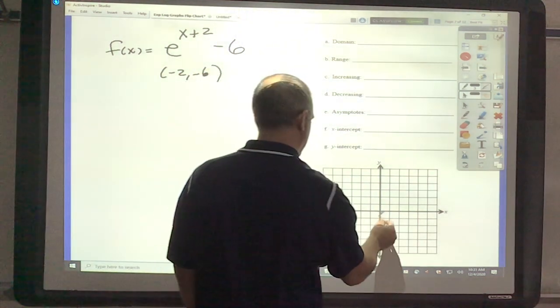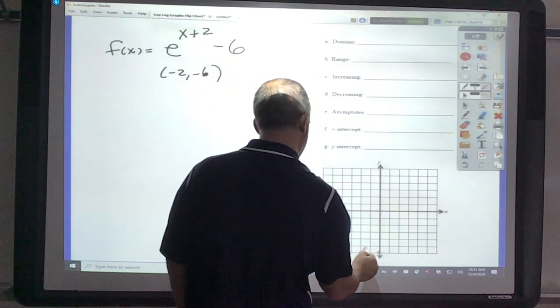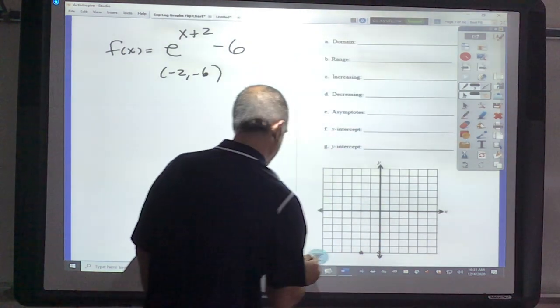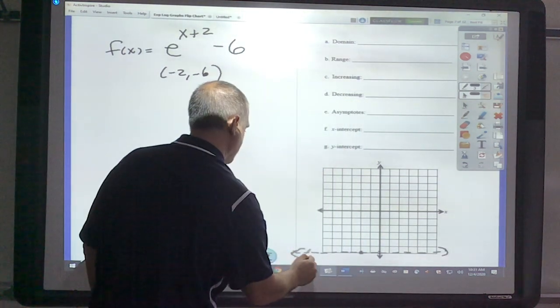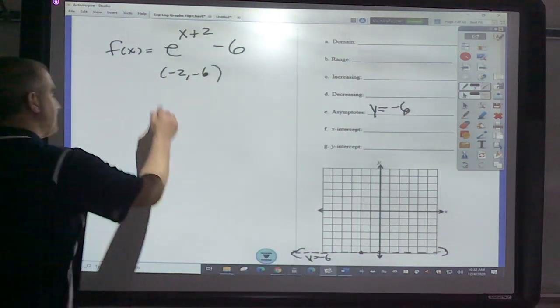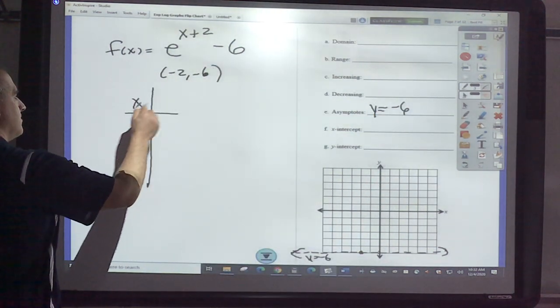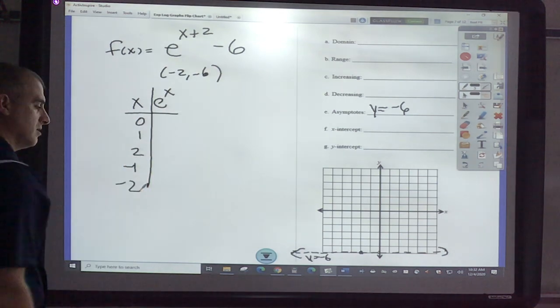-2, -6, 1, 2, 3, 4, 5, and 6. All right, so it would be here, boom, whoops, I don't know, 0. All right, this would be a y equals -6 for the asymptote, okay? Still 0, 1, 2, -1, -2, okay?